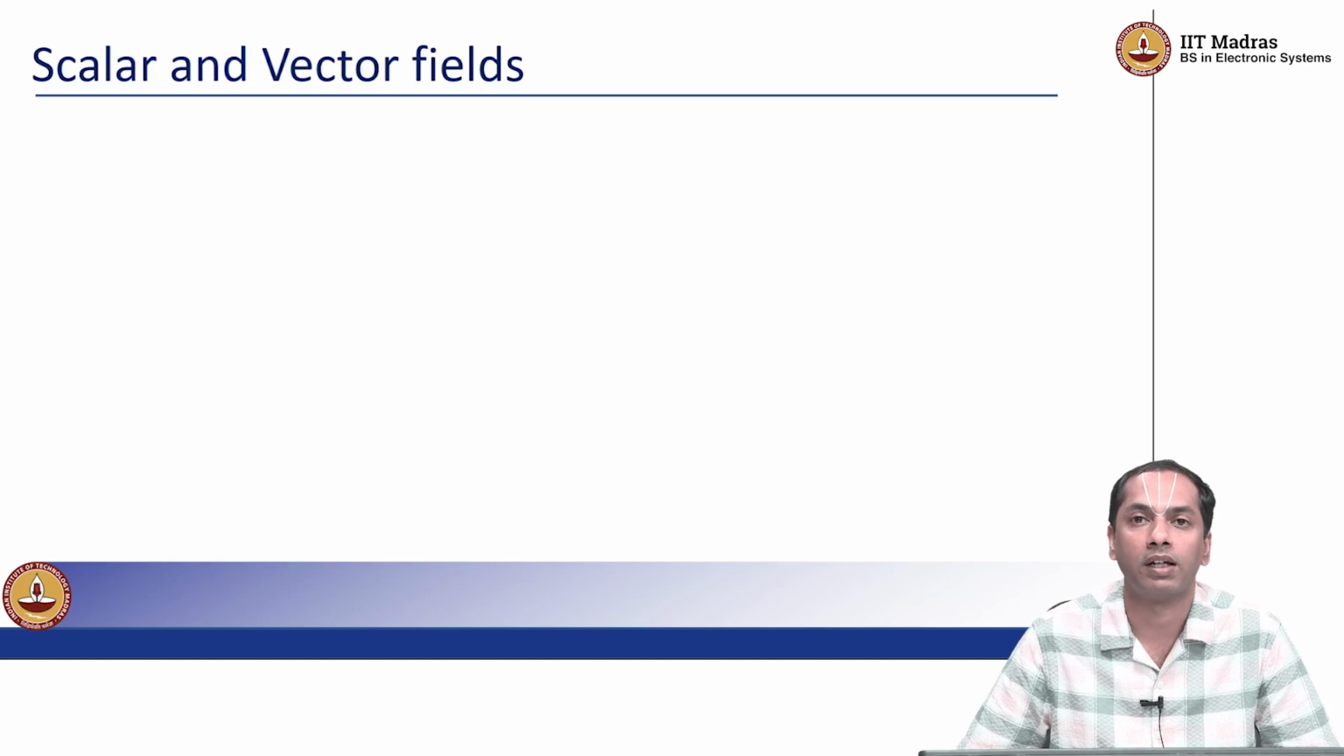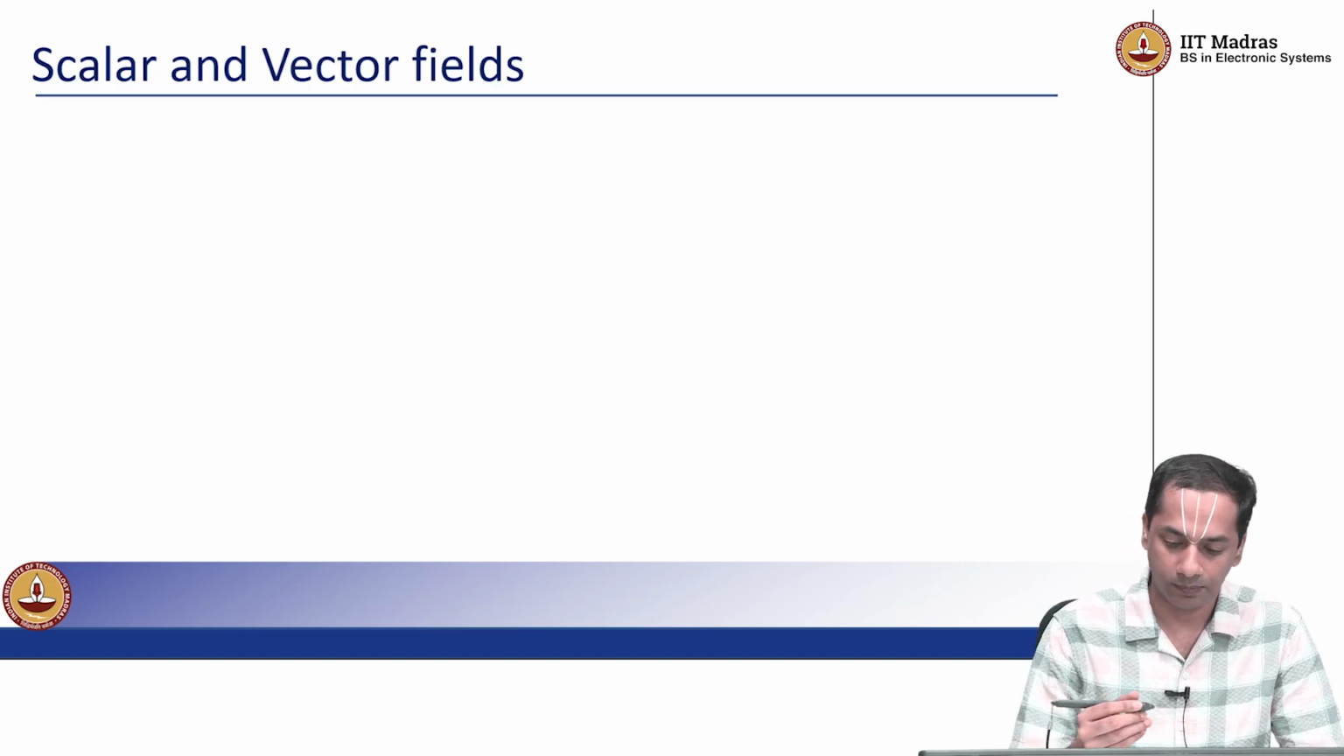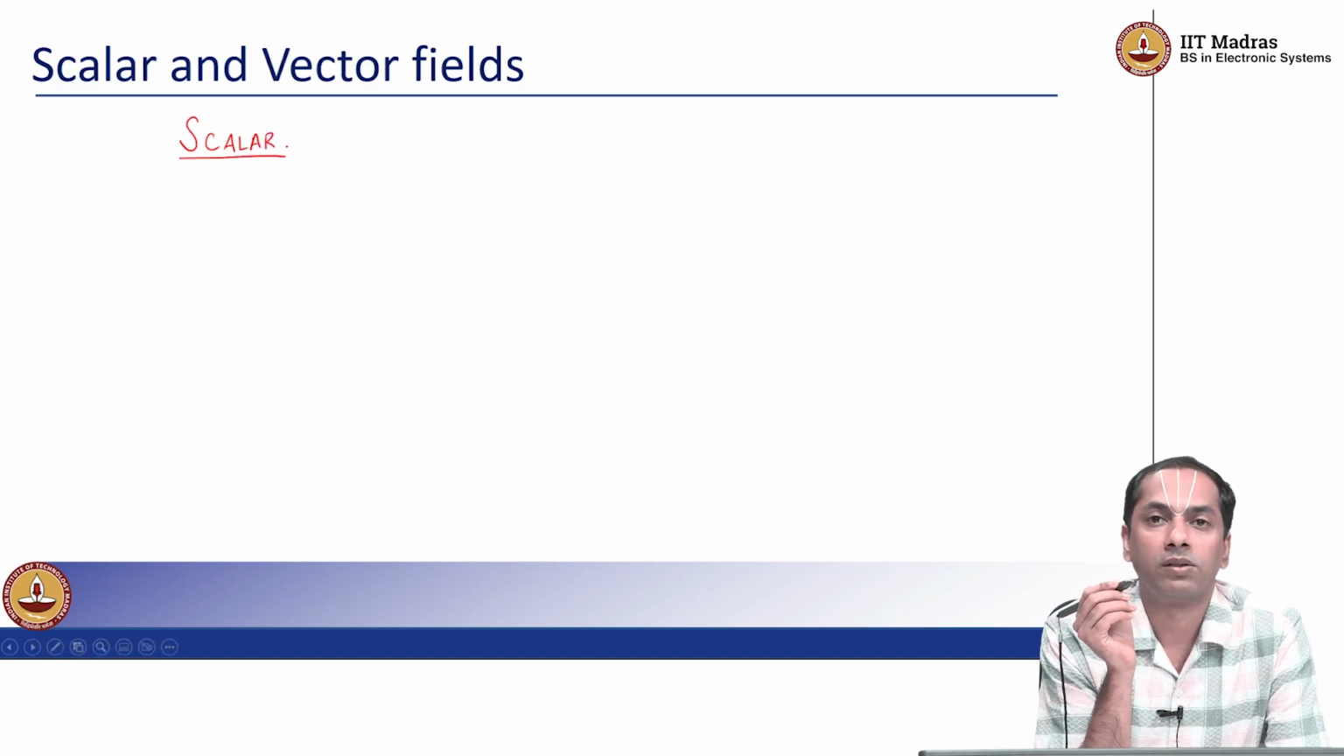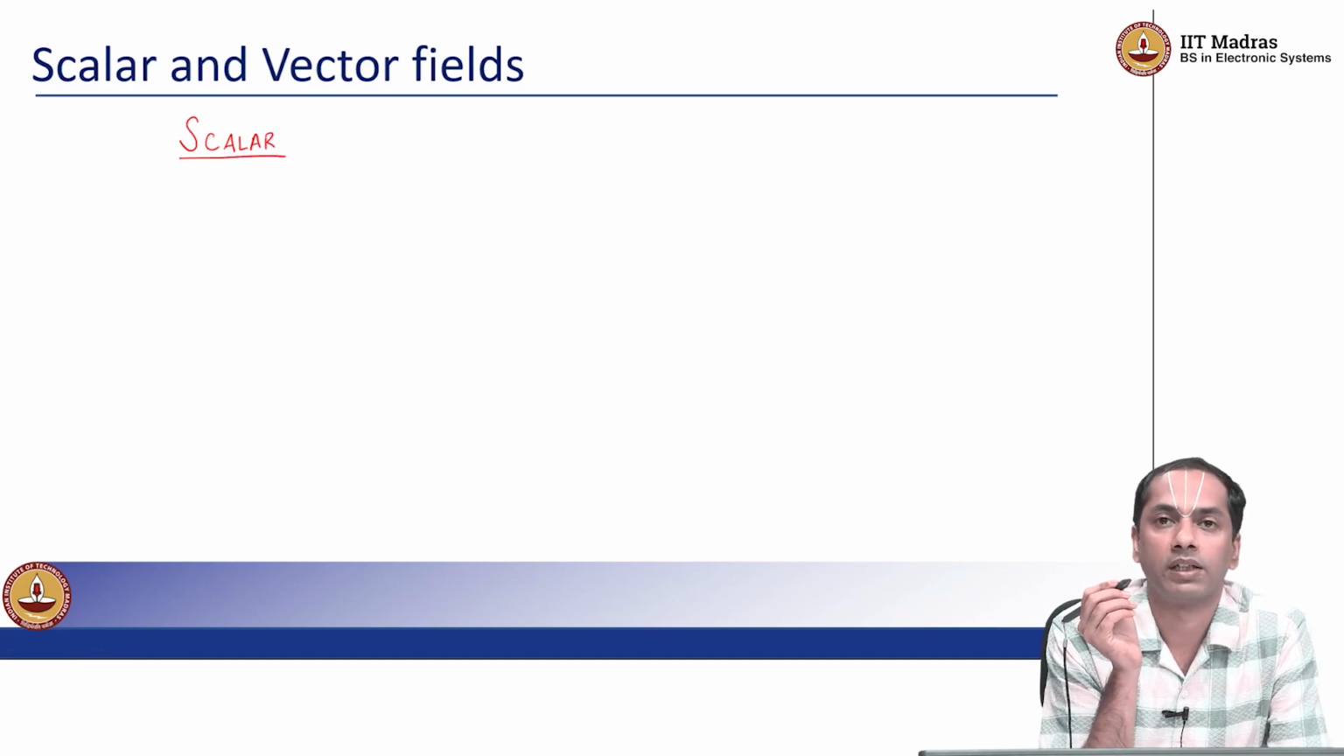Remember, in the introductory lecture itself, I introduced the idea or concept of fields, and among fields we actually have two different kinds. One is the scalar field. The best way to understand both scalar and vector fields is through examples, right?